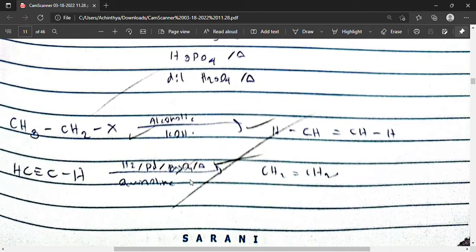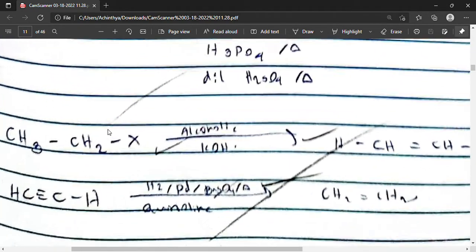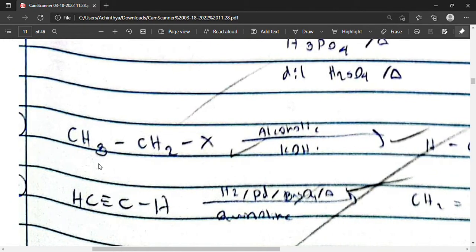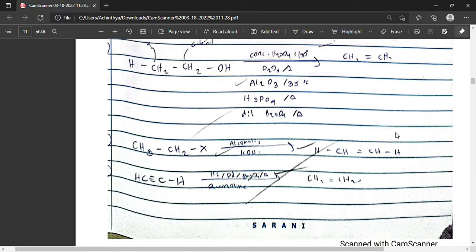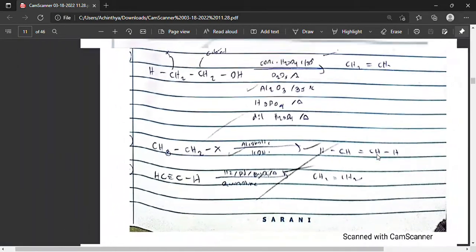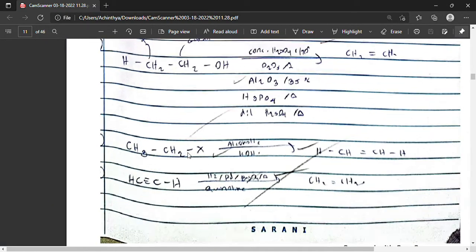Another way of doing so is by adding alcoholic KOH to an alkyl halide. What happens is the X goes away, it runs away with an H of this compound, and it will form a double bond. This is called dehydrohalogenation, by the way, for those who are interested.